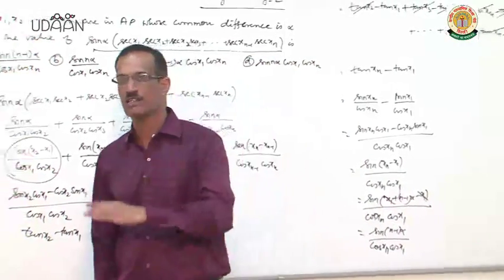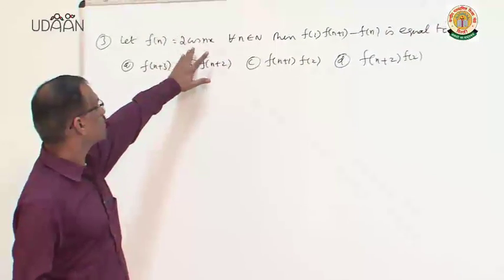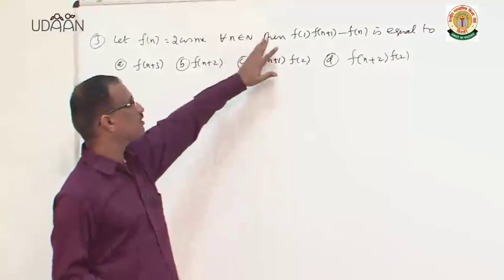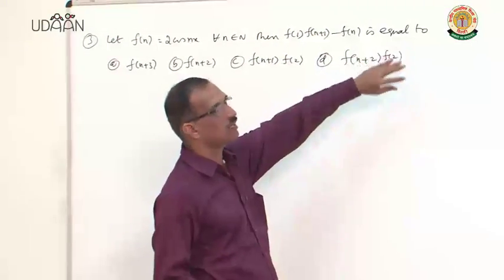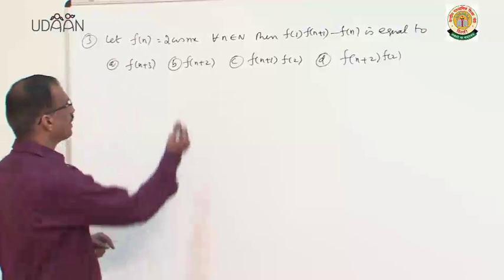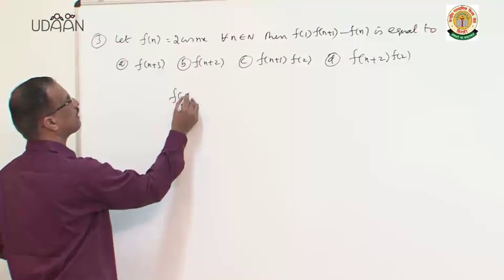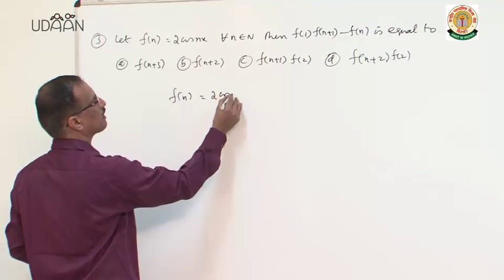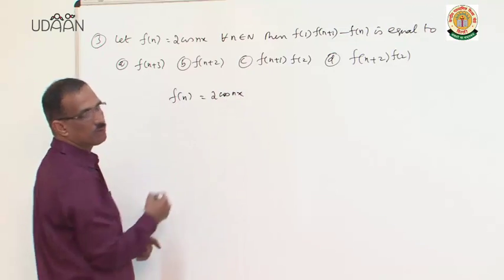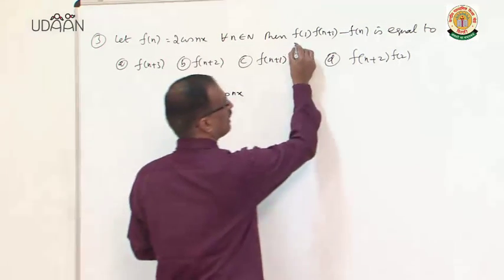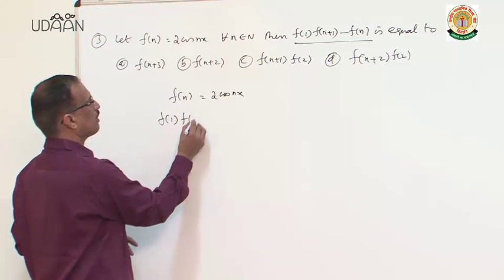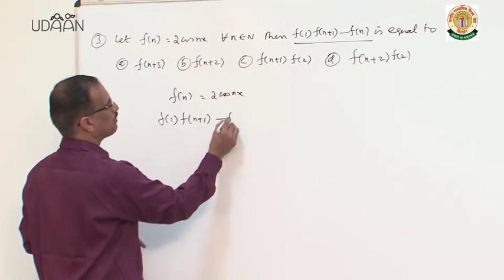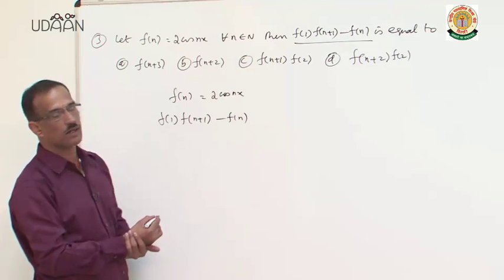Now, let us move on to the next question. Let f(n) equal 2 cos nx for all n belonging to N, then f(1) into f(n plus 1) minus f(n) is equal to what? So, we are given f(n) equals 2 cos nx. Now we have to find the value of f(1) into f(n plus 1) minus f(n).